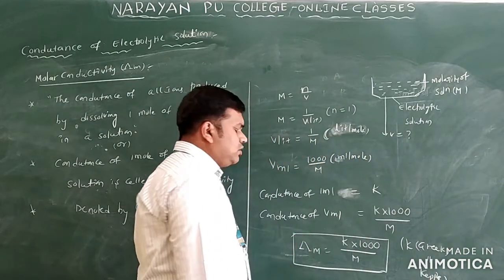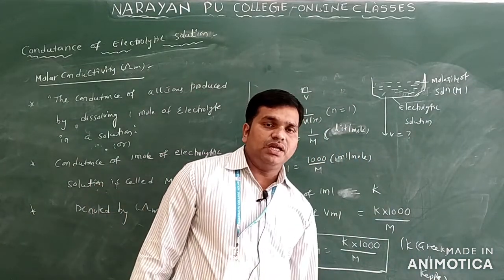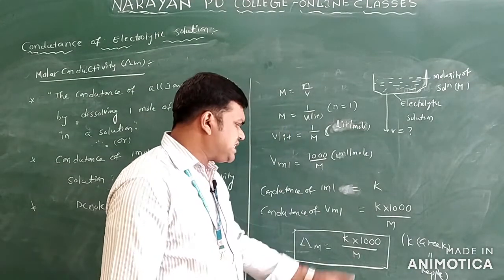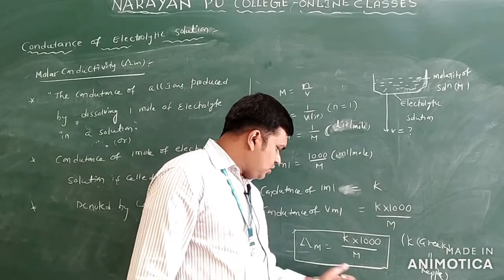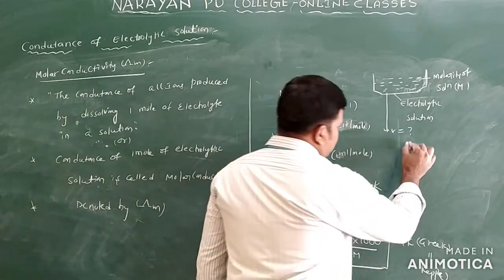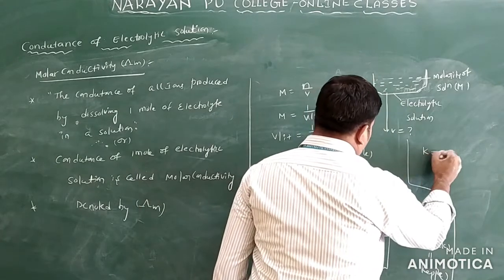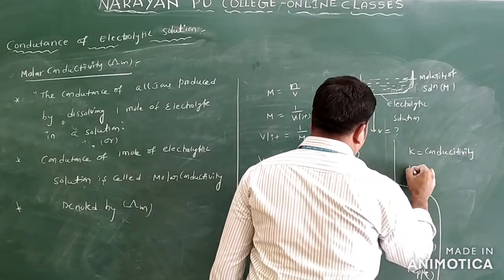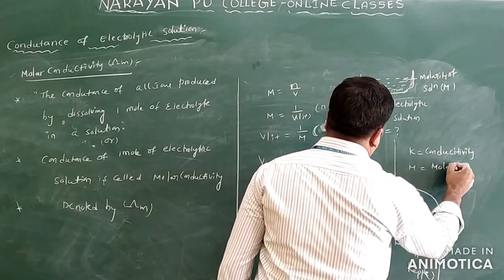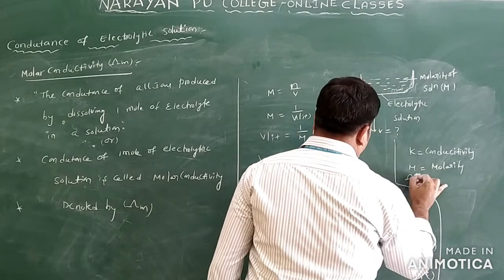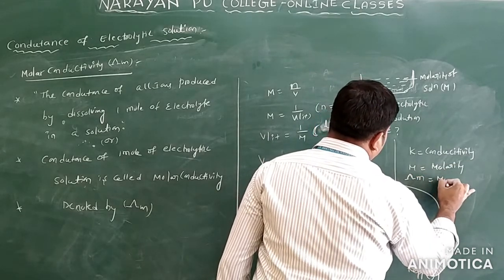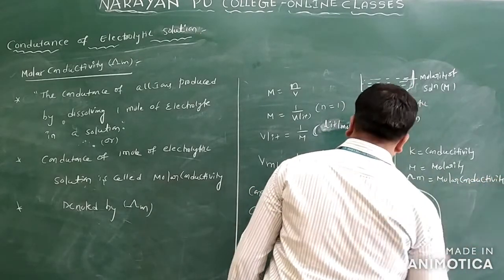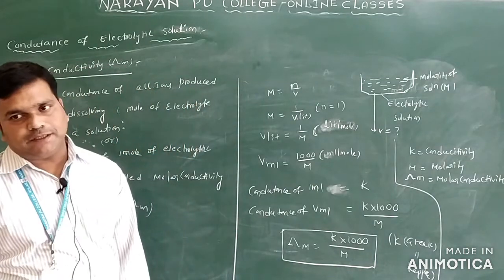So what is the formula we got? Molar conductivity is equal to K into 1000 by M. This is the formula we use to find the molar conductivity of the solution. K is conductivity, M is the molarity, and capital M is the molar conductivity. So this is regarding molar conductivity.